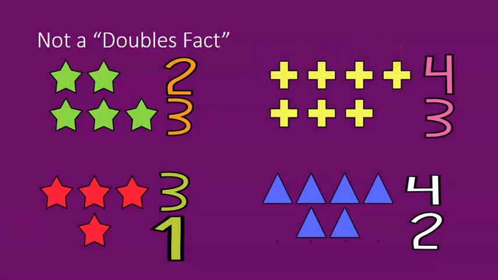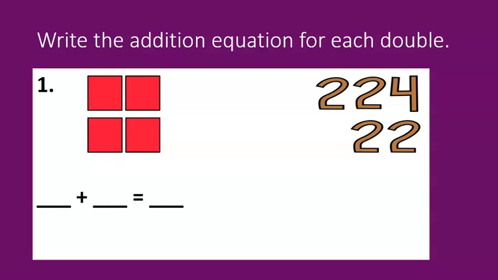Now, let's look here at our first example. It says, write the addition equation for each double. Remember, this is an addition equation. We need numbers here. Now, let's look here, boys and girls.